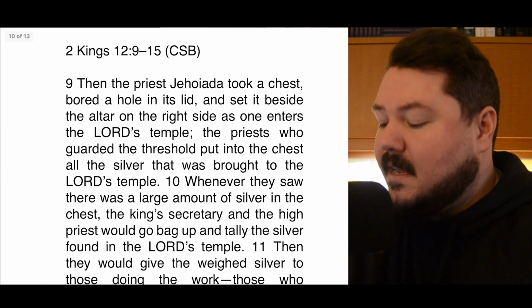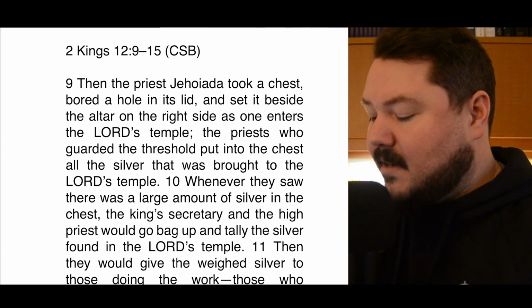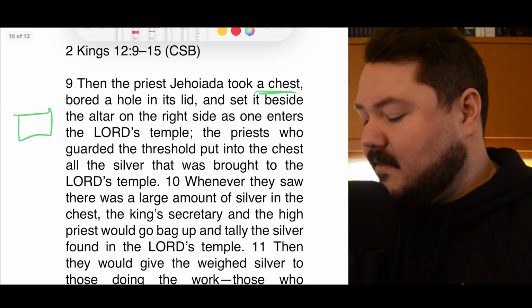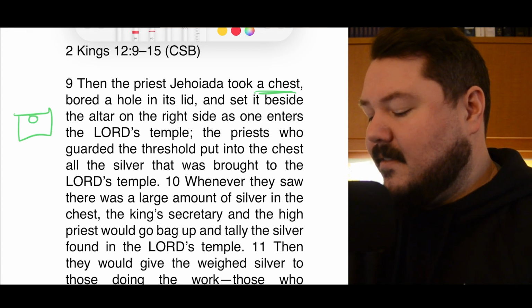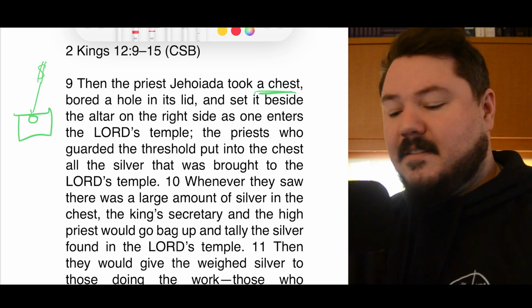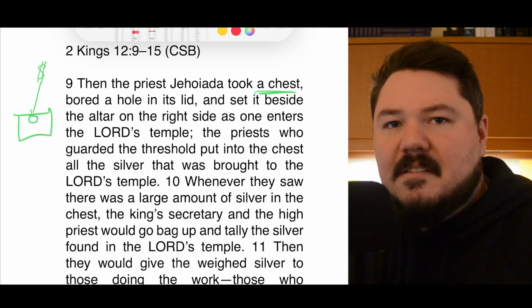So then the priest Jehoiada took a chest, bored a hole in its lid, and set it beside the altar on the right side as one enters the Lord's temple. So check this out. You got a chest with a hole in it, and people as they were going into the temple are putting their silver in there. This is the first offering box, you know. This is why we should have offering boxes in our church service.